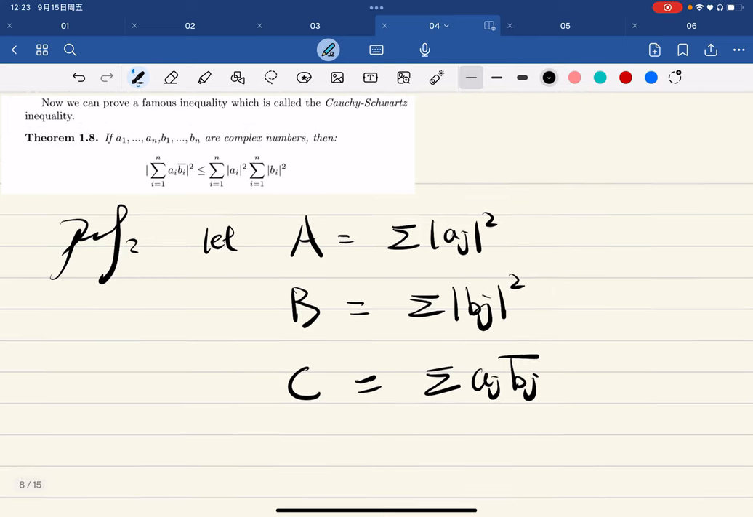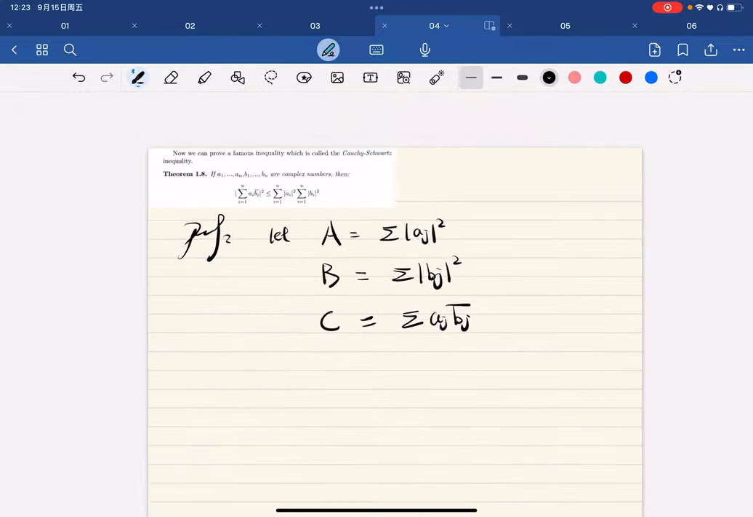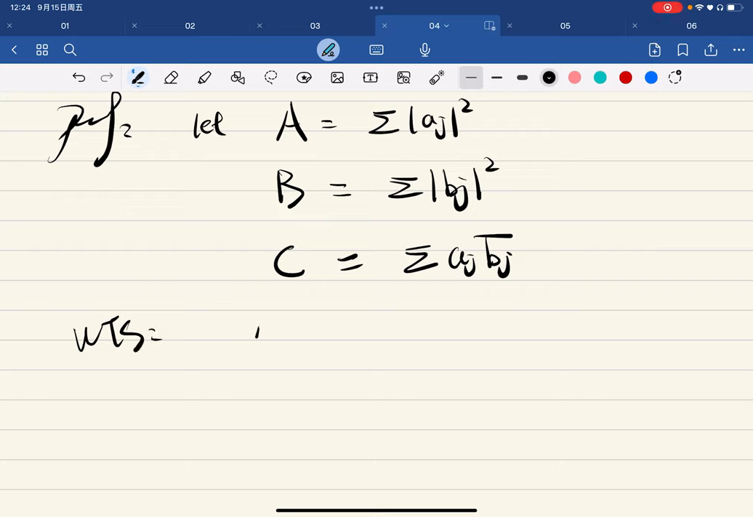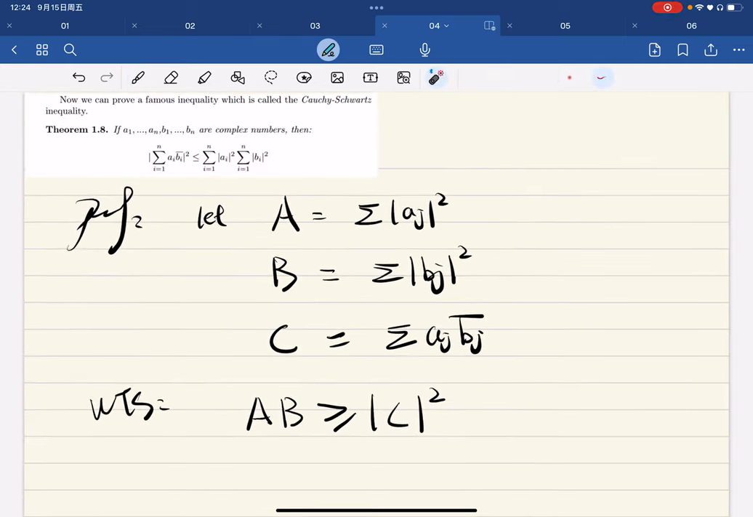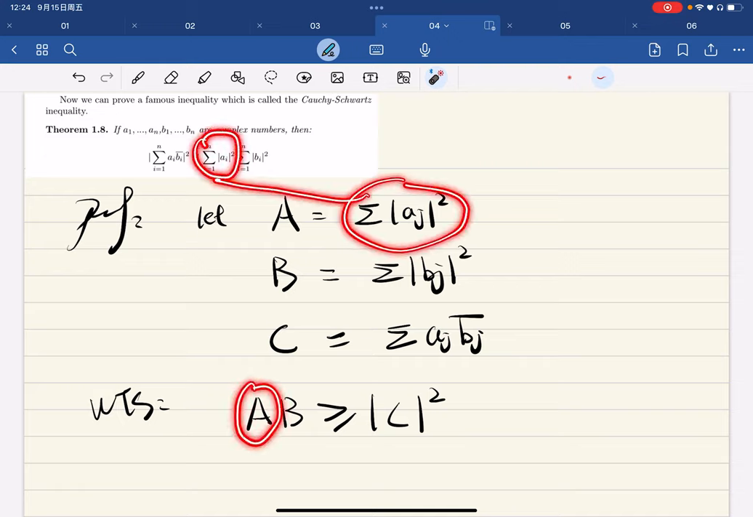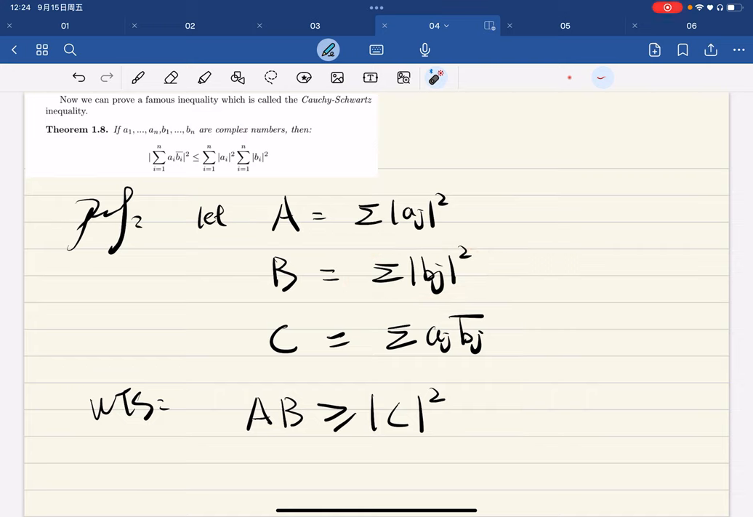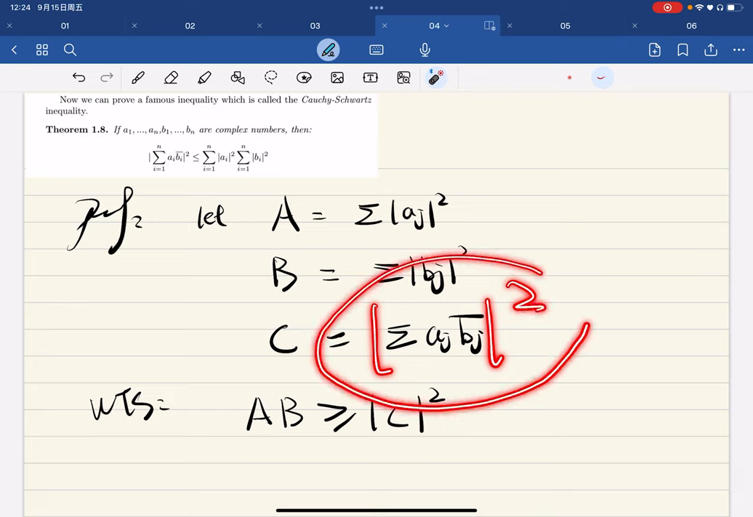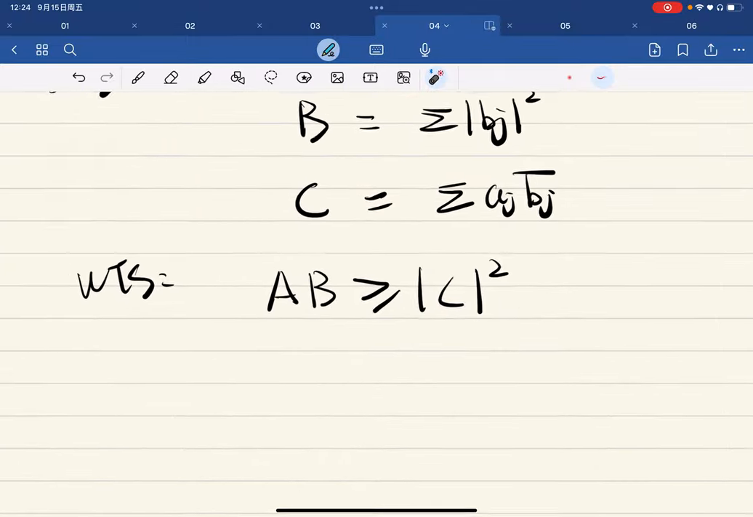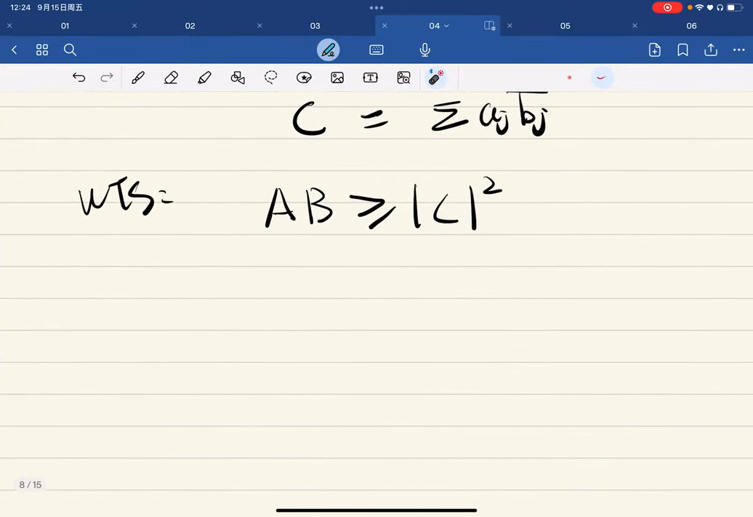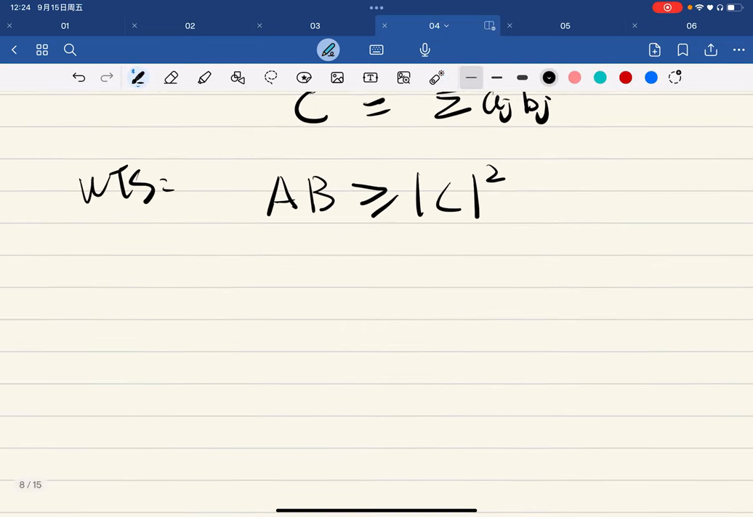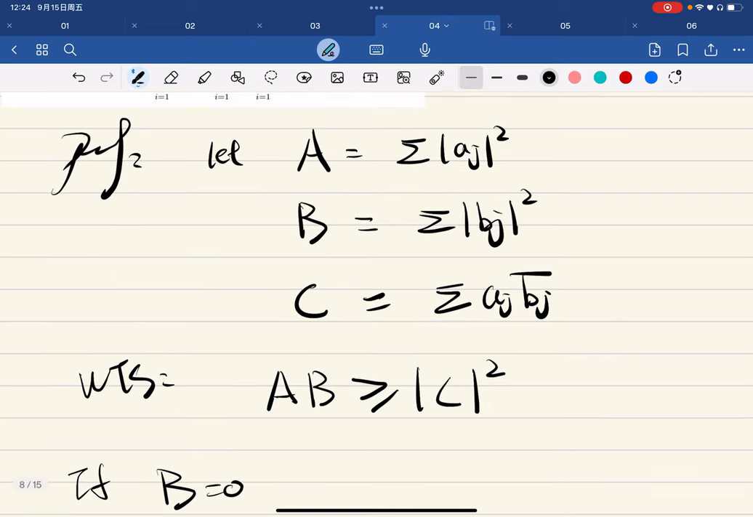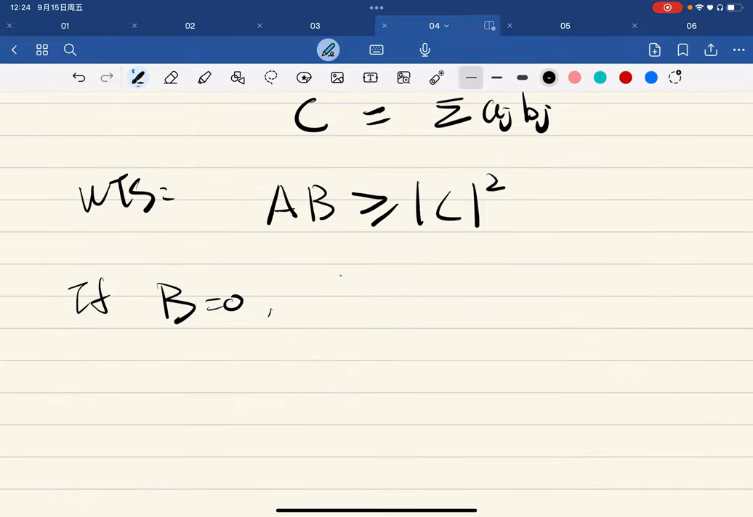Okay, so I want to show that AB is greater than or equal to |C| squared, right? We have A is this, B is equal to this, so greater than or equal to this, this squared. This whole thing is equal to this. So I want to show this is true. So if B is zero, then all the b_j's are zero, right? Because their norm is greater than or equal to zero for any j.